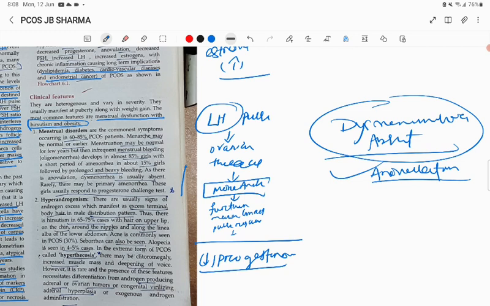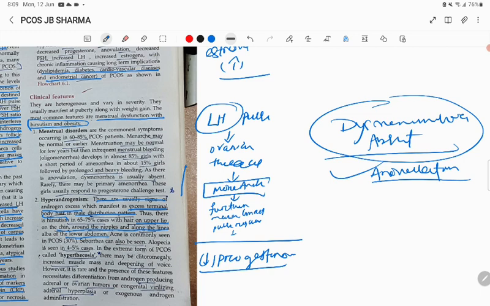Remember this. Then hyperandrogenism: the signs of androgen excess manifest as excess terminal hair and a maldistribution pattern of body hair. Thus there is hirsutism in 65 to 75% of cases, while menstrual disorder is 60 to 85%. The hair grows on the upper lip, on the chin, around the nipples, and along the linea alba of the lower abdomen.